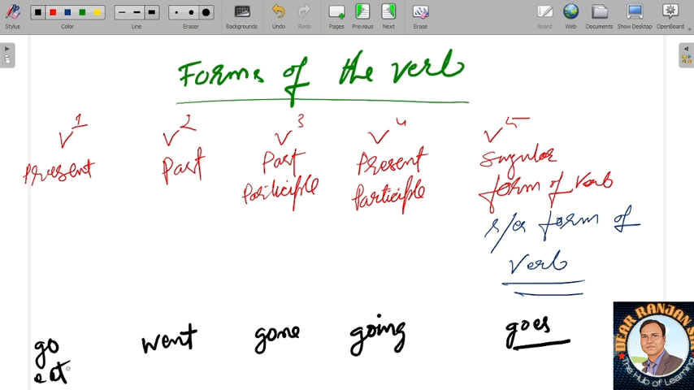Then maybe one more if you want to see. Eat, ate, eaten, eating, then eats. So, these are the forms of the verb that tense is used to create. Okay? So now let's see the next slide.